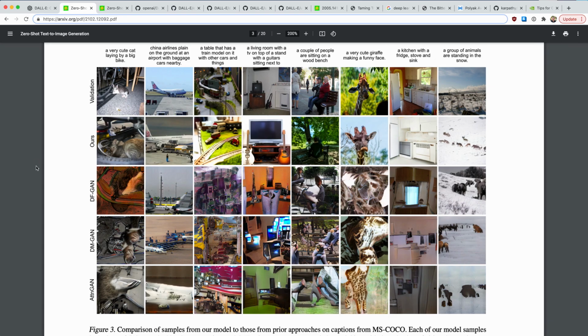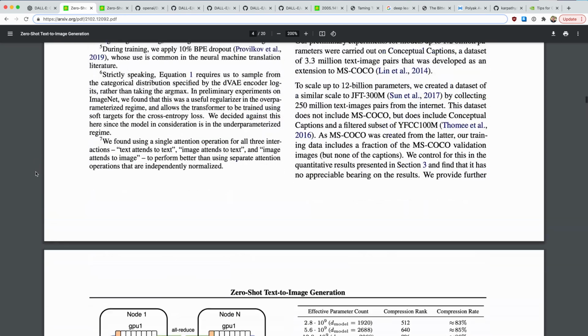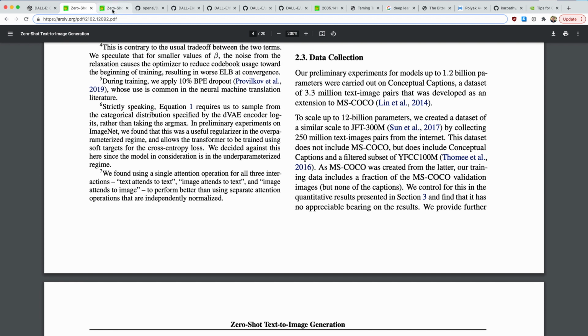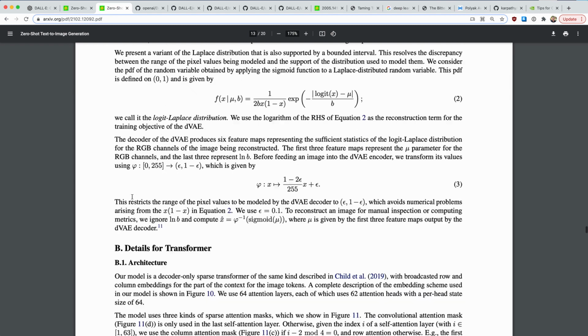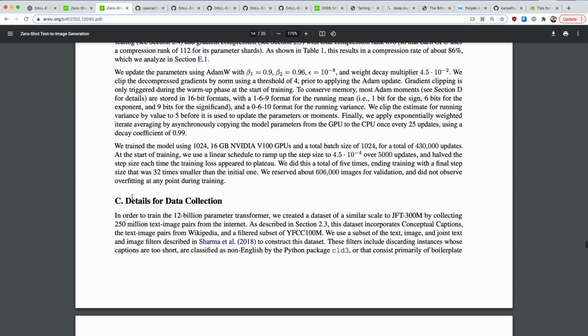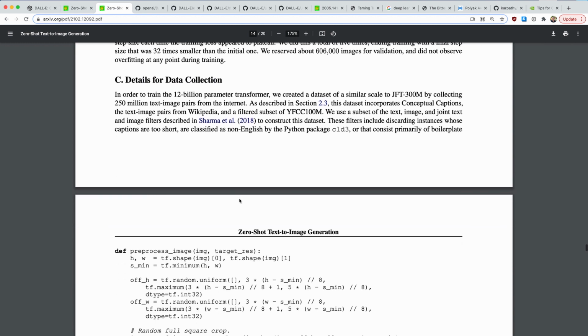Okay, cool. Let's go to section 2.3 then. This is where we are talking about data collection. And then in the appendix, there's another section that talks about the details of the data collection. But I think it's a little bit of a misnomer because not a lot of detail is given, of course.